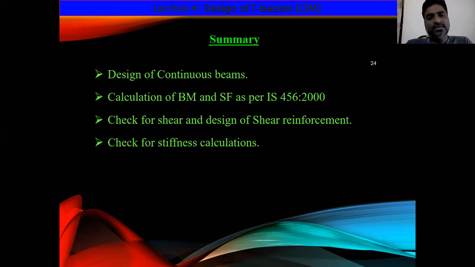Then we checked for stiffness. That means the basic value for continuous beam of L effective by d is 26 into the modification factor. So as per the code provision, we calculated the modification factor as per the percentage of steel provided at mid span, right? And our actual L effective by d ratio is less than the allowable value, so it is safe. Then after that we designed the shear reinforcement.